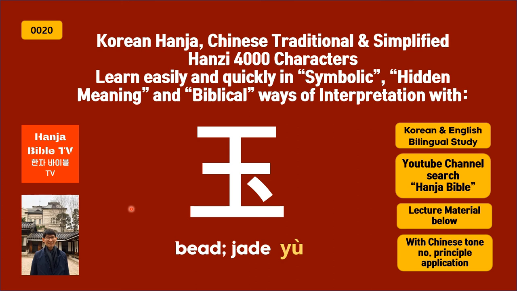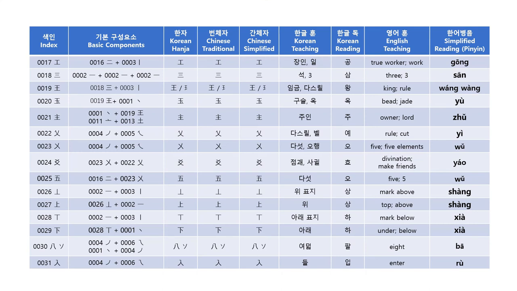Hello everyone, this is Sandy Yan, Chinese Character Bible, Hanja Bible, the character number 20. This character meaning bead or jade. All the lecture materials, the link is below. You can see. Yeah, on the index, we are here now. This is the combination of two characters we have already looked at, meaning bead or jade.